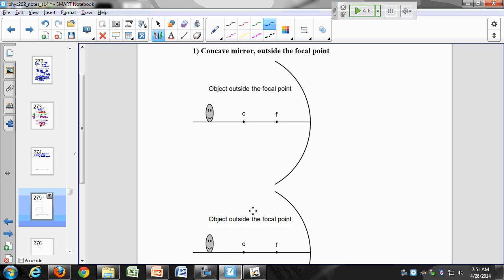So for the first rule, remember that was parallel to the axis. Parallel to the axis, and then where did it go? Right, remember this is how we define the focal point. Parallel to the axis and through the focal point. So this is number 1. Number 2 was through the focal point and parallel to the axis.